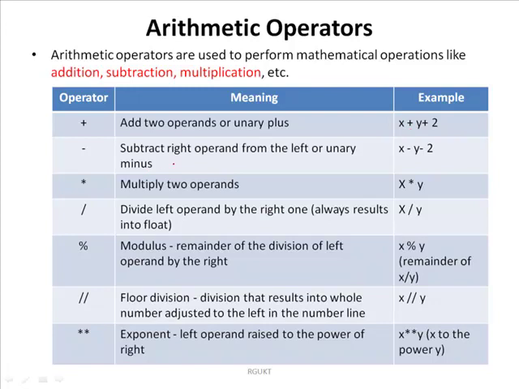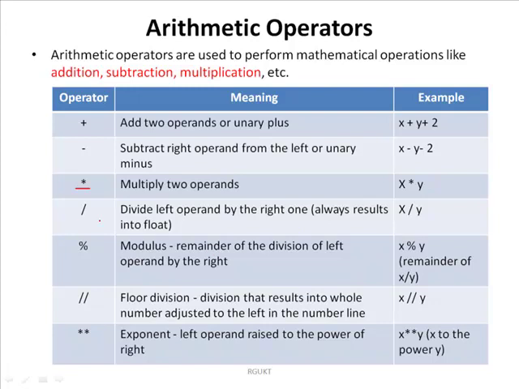Subtraction subtracts one value from another, meaning here x minus y minus 2 is the example, so y and 2 are subtracted from the x value. Multiplication of two operand values: for multiplication we use the star symbol, so x is multiplied with the y value.